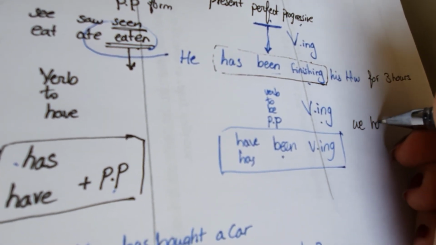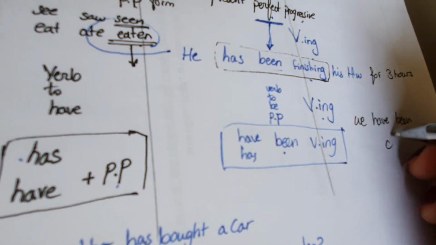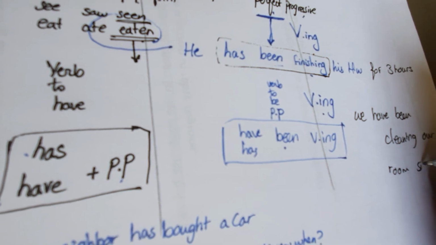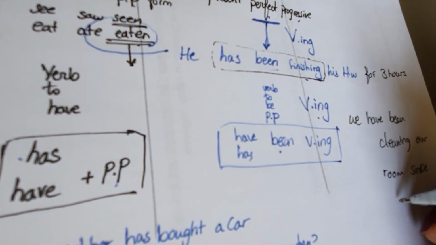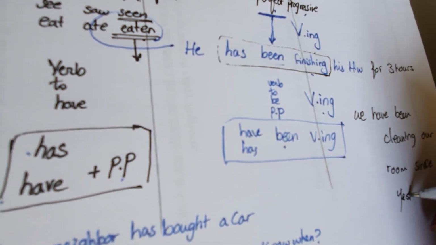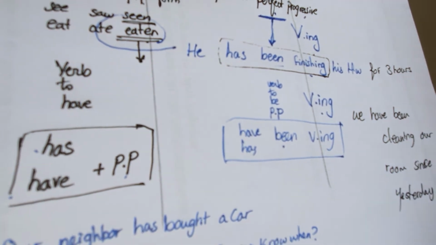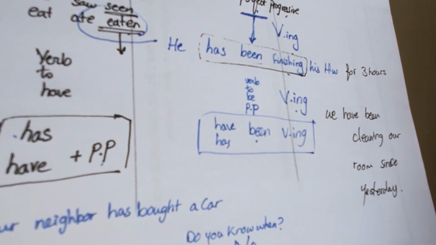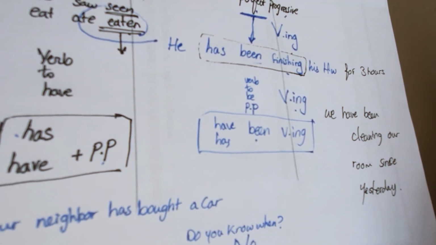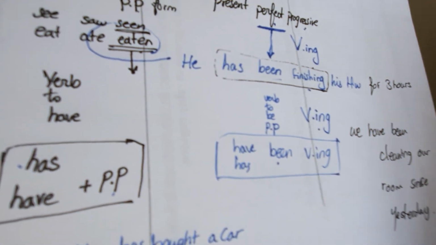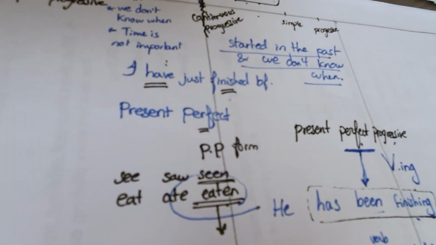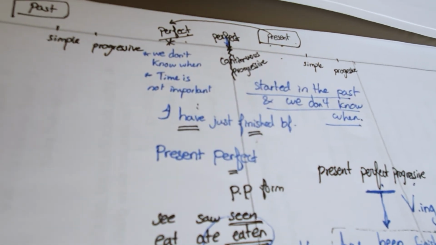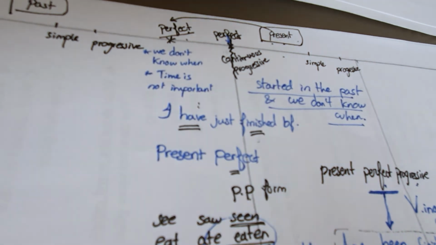We have been cleaning our room since yesterday. When exactly? I don't know. The time exactly? I don't know. Did we finish? Maybe and maybe not. This is the present perfect and the present perfect progressive.